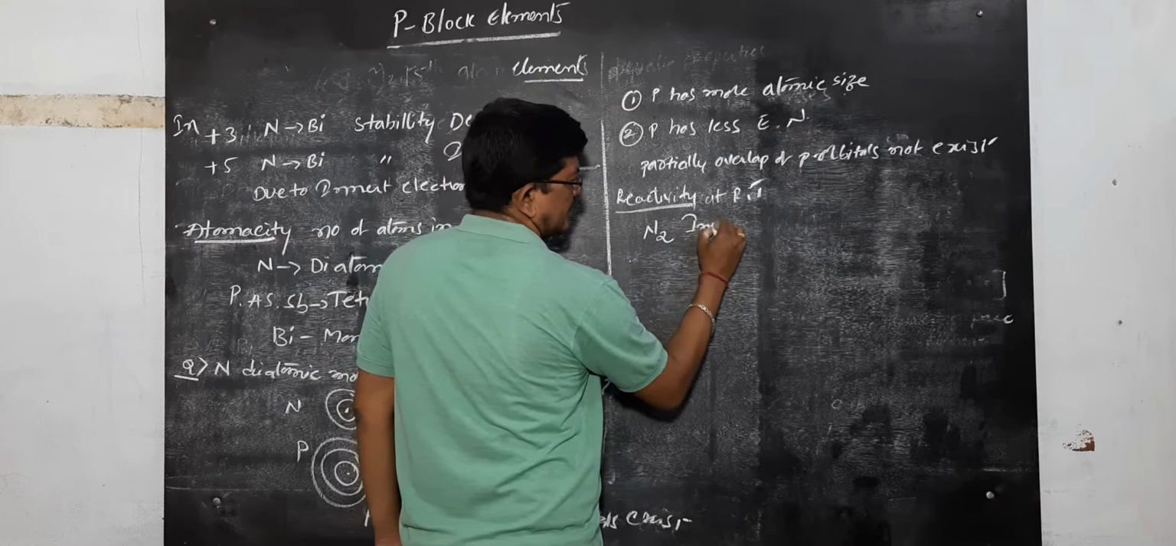So when it comes to reactivity, nitrogen is inert at room temperature. Why? Nitrogen has a triple bond between the two atoms. To break the triple bond, we require 945.45 kilojoules per mole of energy. That much energy is not supplied to nitrogen at room temperature. That's why nitrogen is inert at room temperature.